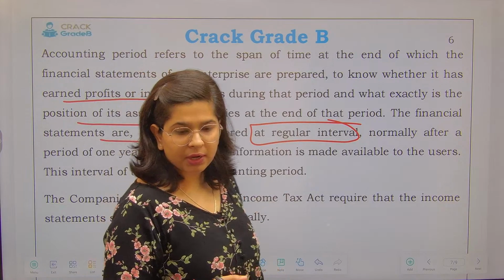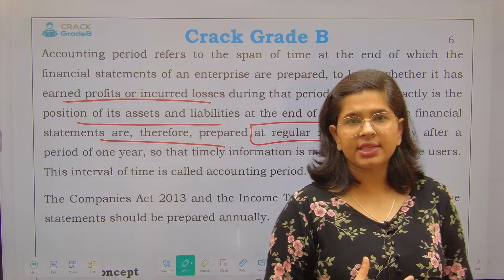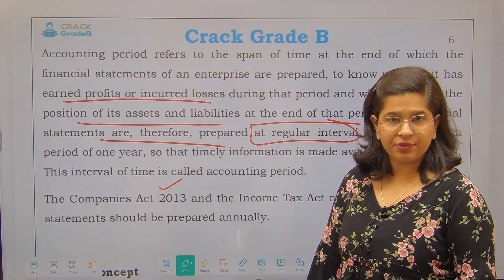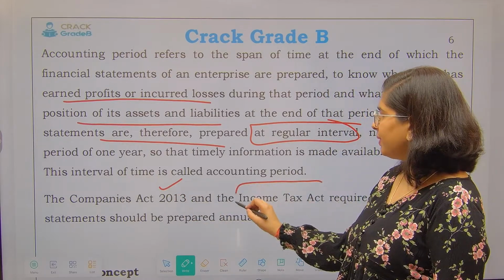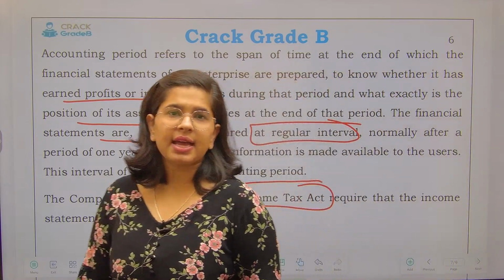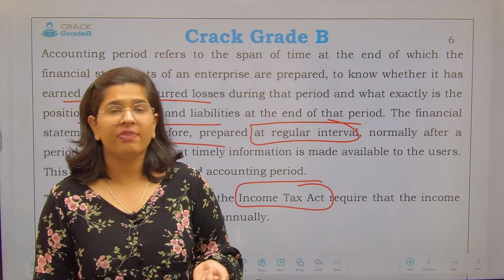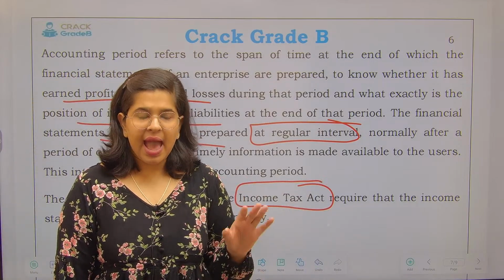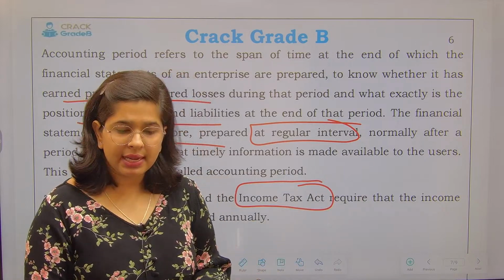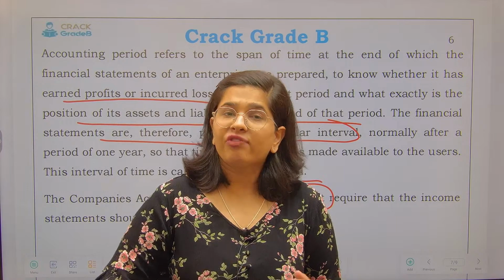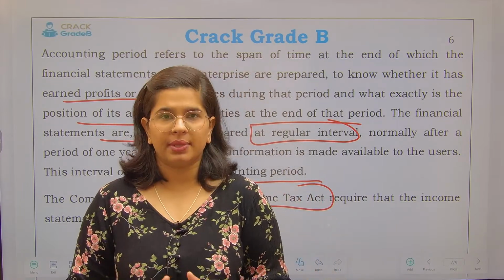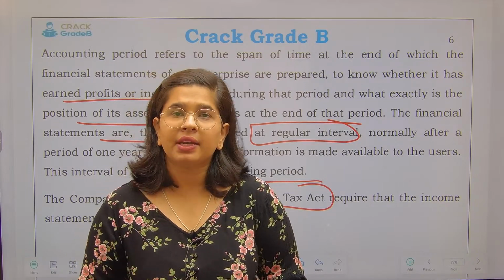Now, because of this particular concept, we have the legislations as well. So your Companies Act 2013, earlier it was Companies Act 1956, as well as your Income Tax Act. Correct? Companies Act and Income Tax Act say that you should prepare your financial statements annually. Annually prepare karo financial statements. Tell us what is the profit and loss, tell us what is your balance sheet, etc. File it with us and we are going to see your financial performance. So this is called the accounting period concept.